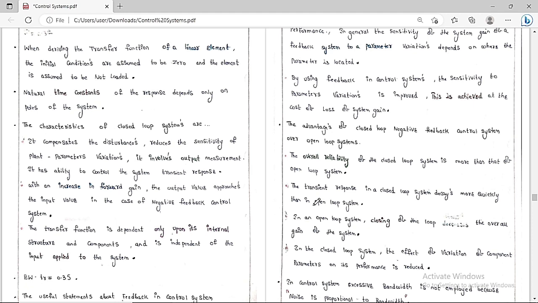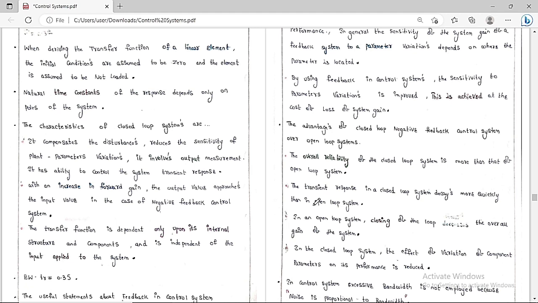So now, the transfer function is dependent only upon its internal structure and components and is independent of the input applied to the system. So you know what the transfer function is? Laplace transform of output by Laplace transform of input. So that we are going to get some equation.